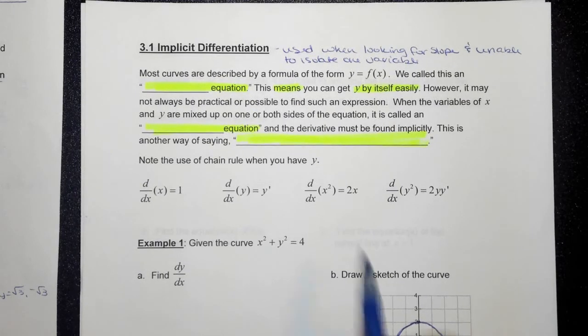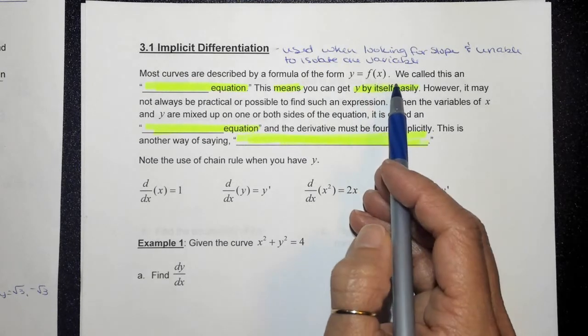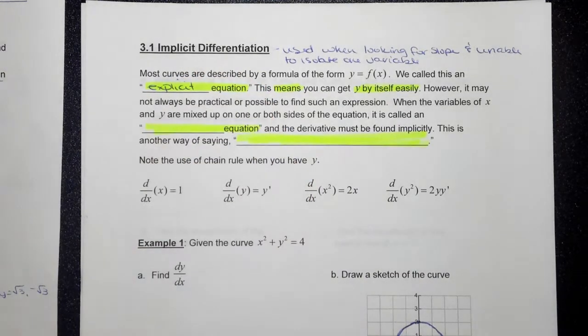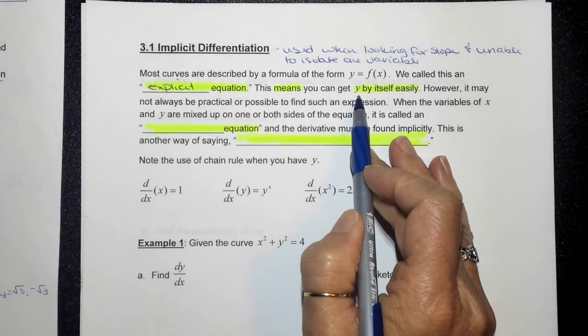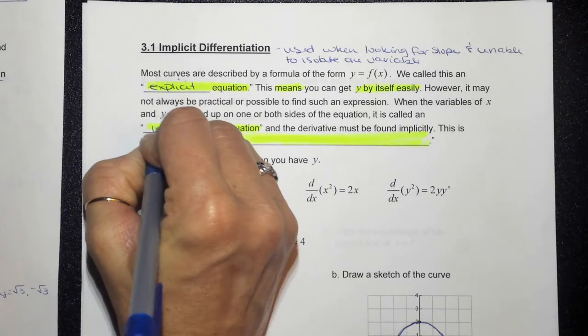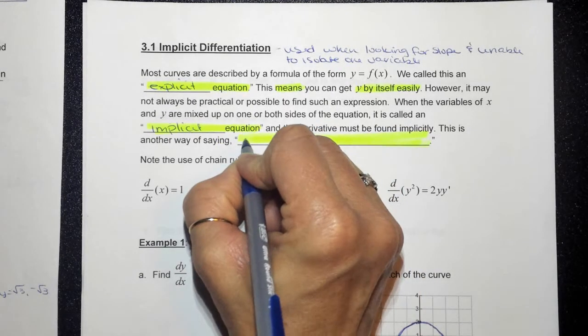So most curves are described by a formula in the form of y is equal to some function in terms of x. And we call this an explicit equation. And what this means is that you can easily get y by itself. However, it's not always practical or possible to get an expression in this form. So when the variables of x and y are all mixed up and you can't solve, meaning you have squares or roots, this is called an implicit equation, and the derivative must be found implicitly.